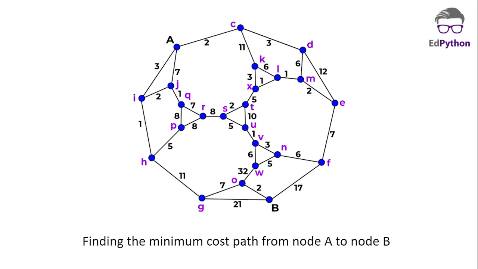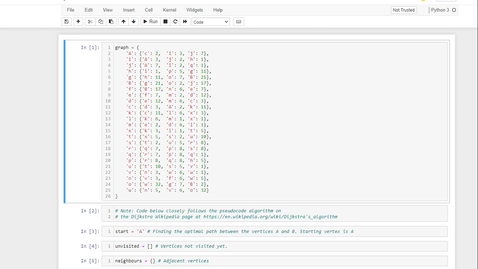Okay, enough said. Let's start coding. The first step is to convert the connected graph into data structure. You can choose either data structure on the adjacency list or the adjacency matrix. I chose the adjacency list. First line of code is the adjacency list.